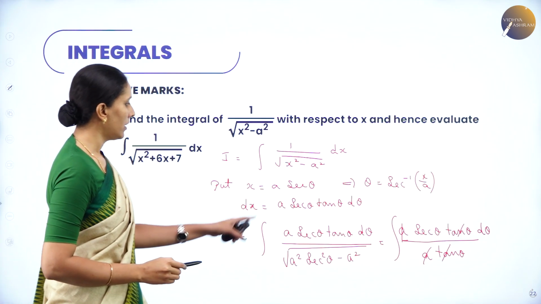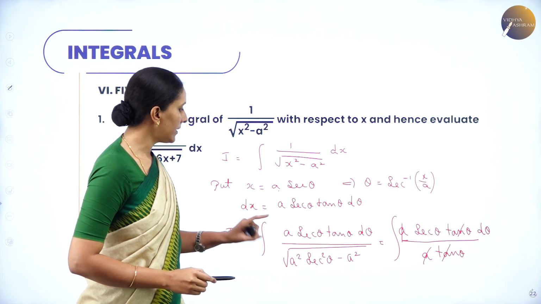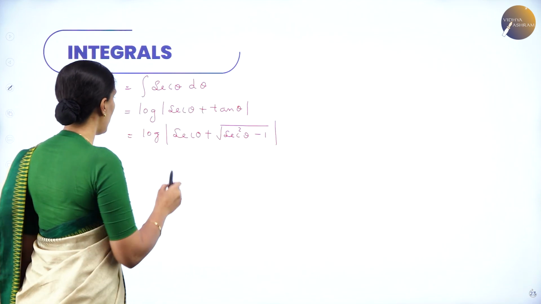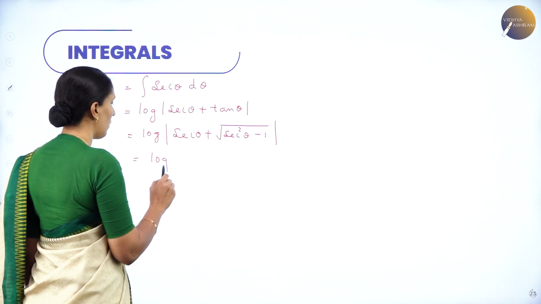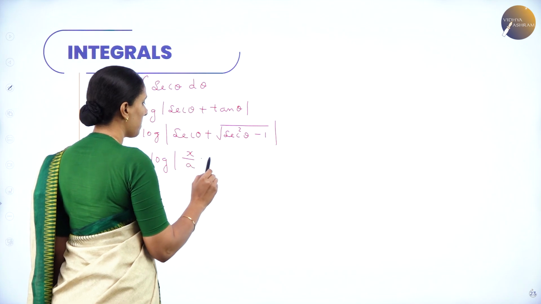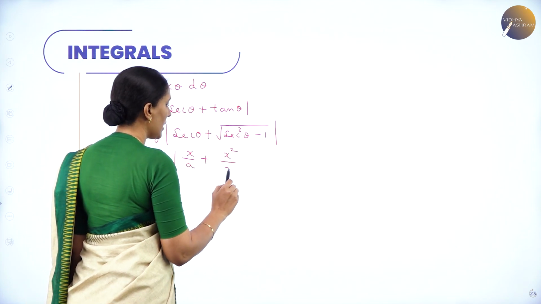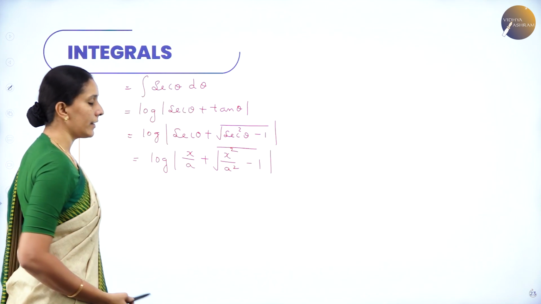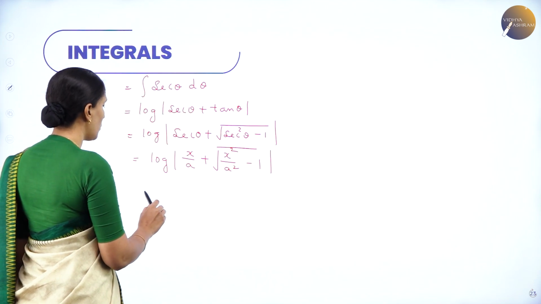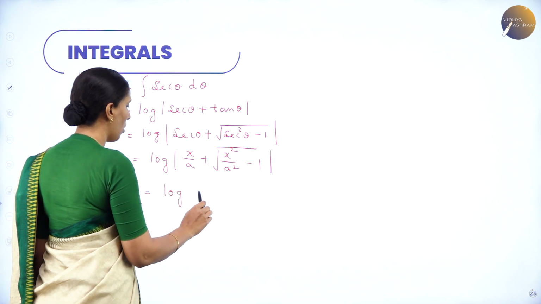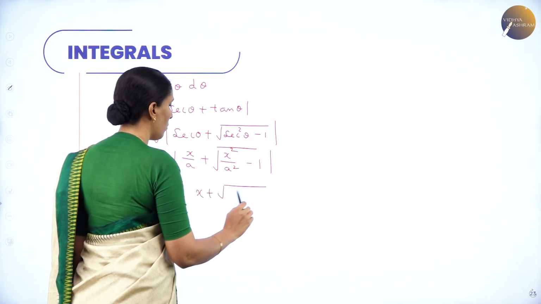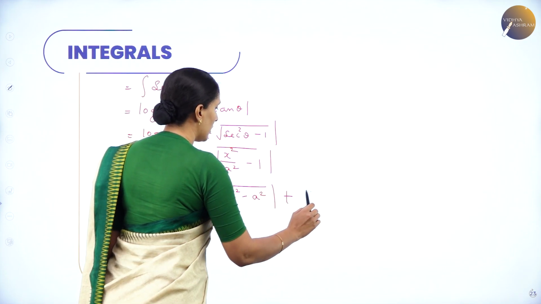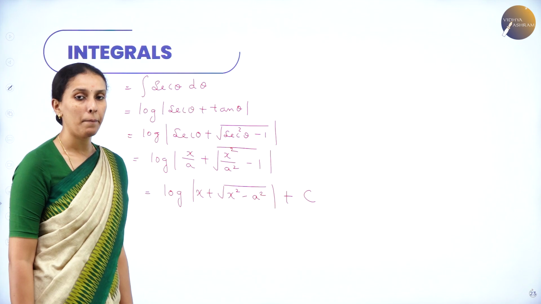Now we know that x is equal to a secant theta, so secant theta will be x divided by a. So therefore the value is equal to x by a plus the square root of x square by a square minus 1. So if we simplify this, finally we get the value in the form of log of x plus square root of x square minus a square, with the integration constant plus c.